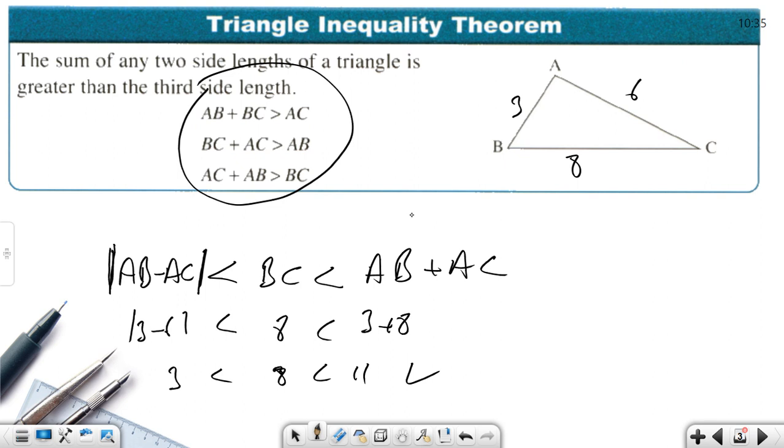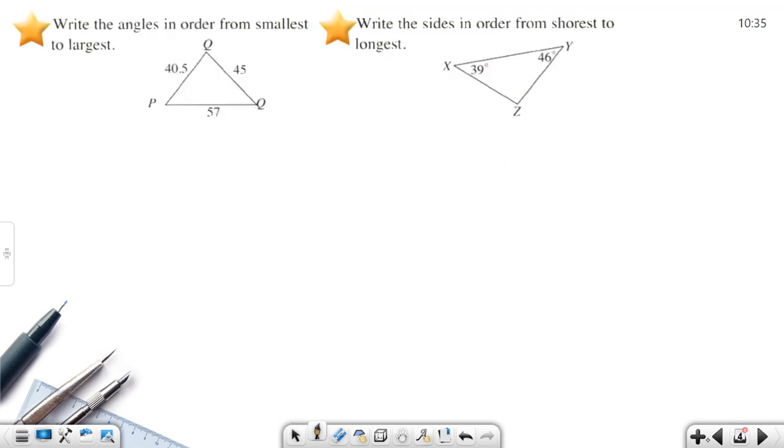You don't need to check all of them. Only put one side in the middle, with the other sides, and find the difference between the other sides. If this statement is true, we can form a triangle. We will solve some examples later on in the video. Okay, write the angles in order from smallest to largest.